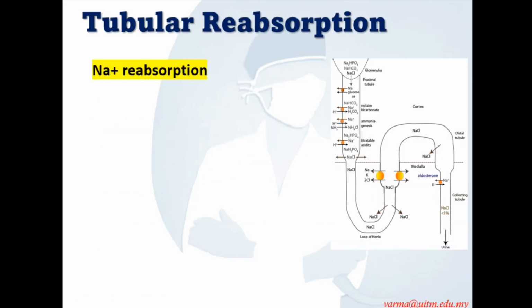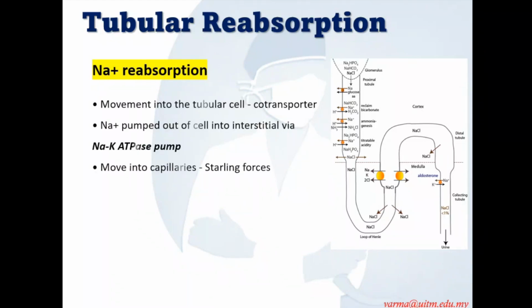Okay, we go to the first electrolyte, sodium. Sodium reabsorption occurs mainly in the PCT, as we have mentioned. 60 to 70% gets absorbed, with movement into the tubular cell via a co-transporter. How do they act? The filtrate is in the tubular lumen, and from the tubular lumen it goes into the cell, driven by the sodium potassium ATPase pump.